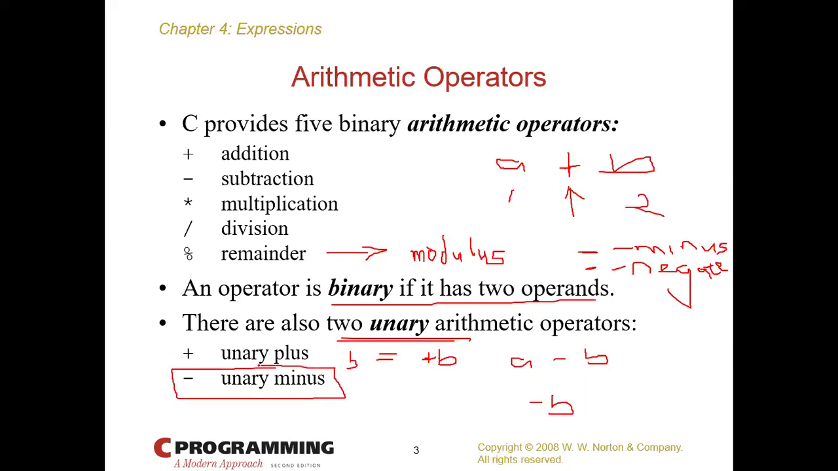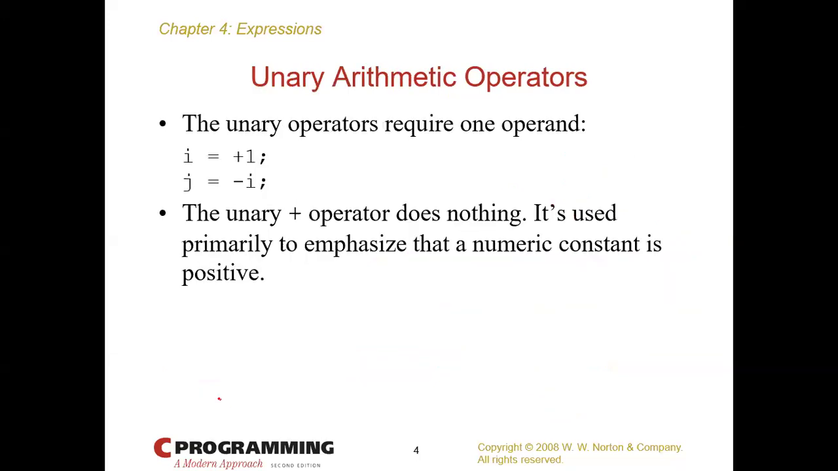So this is the main unary operator in the C programming language. The unary operators require just one operand, like plus one, and also like minus one. But like I said, the unary plus operator does nothing. It is used primarily to just emphasize that a numeric constant is positive.